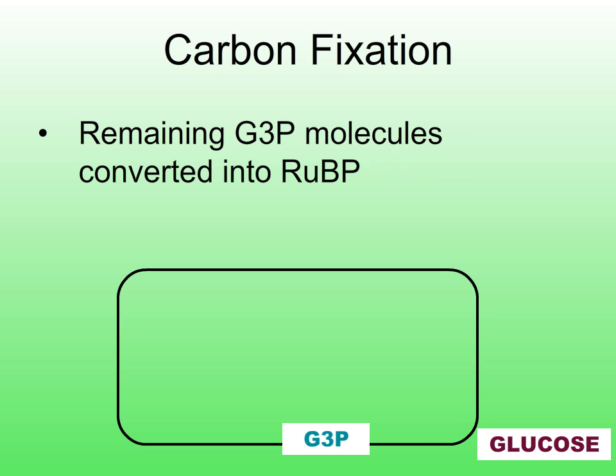Some G3P molecules exit the cycle and will combine to form glucose outside of the cycle. But many G3P remain in the cycle and must reform RUBP. Energy from 6 ATPs is used to rearrange 10 G3Ps into 6 RUBPs, completing one turn of the Calvin cycle. Once RUBP is regenerated, the Calvin cycle can turn again.